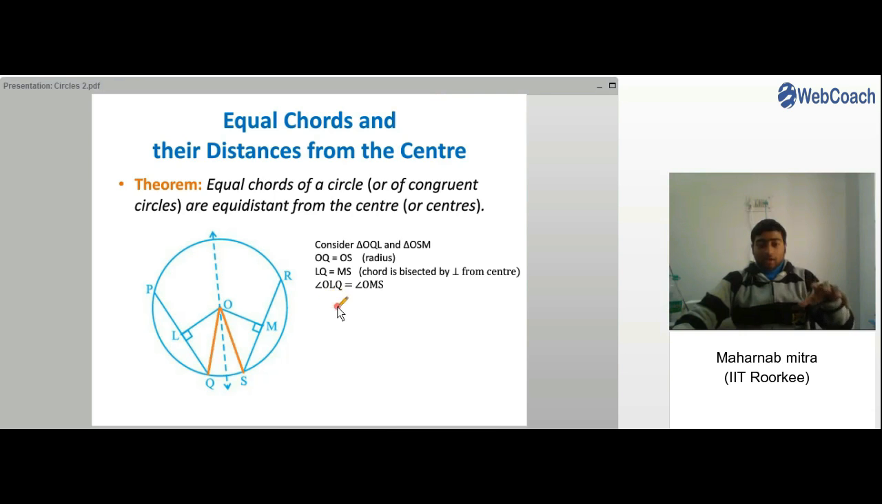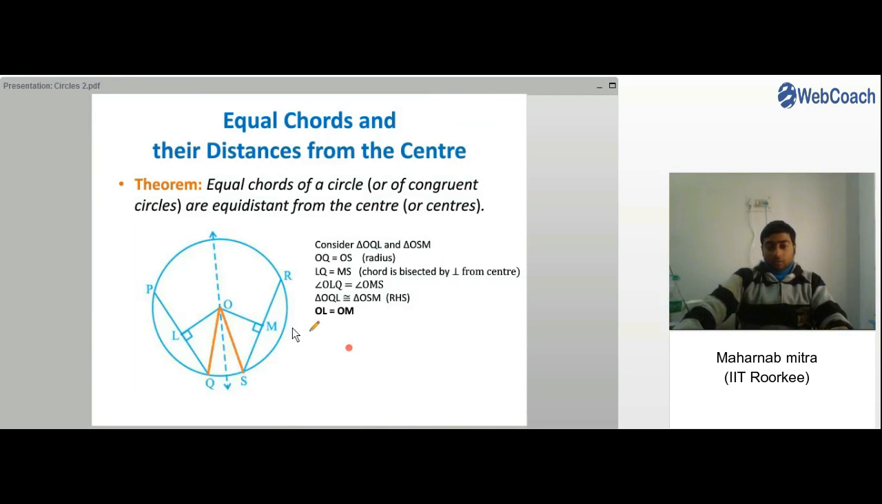So next we get angle OLQ, which is this right angle, is equal to angle OMS, which is this right angle, and they are also equal, right? Both of them are right angles. So again we get three criteria to show that these two triangles are exactly alike. So we get triangle OQL is congruent to triangle OSM, right? We get these two triangles are congruent to each other by the RHS rule. We have a right angle, a hypotenuse, and a side, right? Here also right angle, hypotenuse, and a side. So by this principle we have proved that these two triangles are congruent to each other.